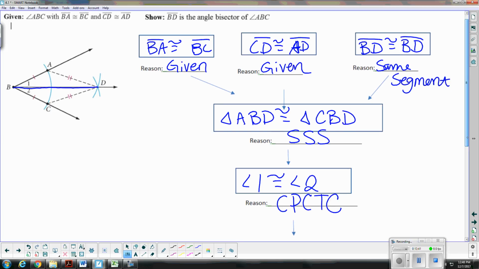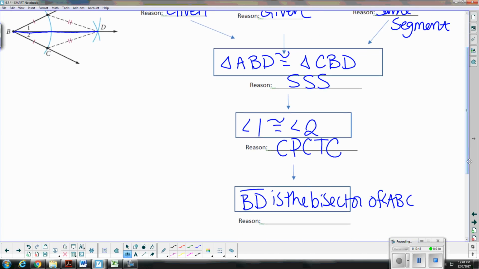So if angle 1 is congruent to angle 2, then BD has to be the bisector of angle ABC. And how do we know that? Well, this is just a simple definition. Sometimes it's as simple as, well, that's what a bisector is. It cuts an angle into two congruent angles. So if ever you have a ray or a segment or a line that cuts an angle into two congruent angles, it's a bisector. That's the definition.